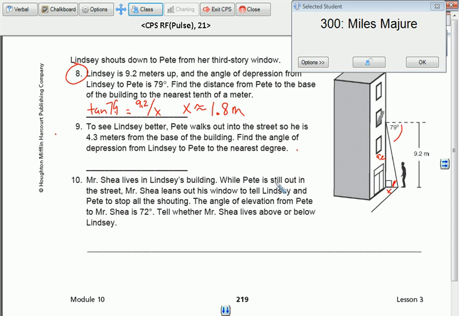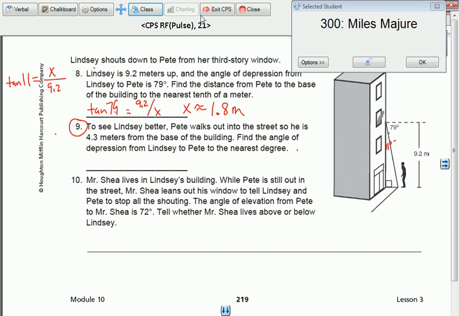Number 9, you know the answer. That's not what you got. 9.2 times tangent 11. I would get the same thing. 4.3 because we walked out to the street farther. Okay, I like what you're saying. He said this is 11 if this is 79. So you can look at it the same way, and you could work this problem. Tangent of 11 is equal to x over 9.2. And then you don't have to divide. I like it.